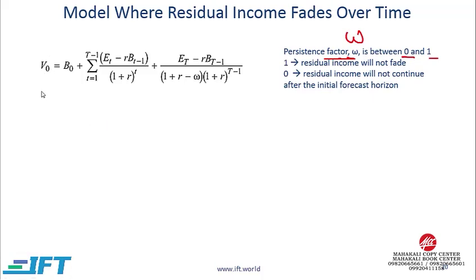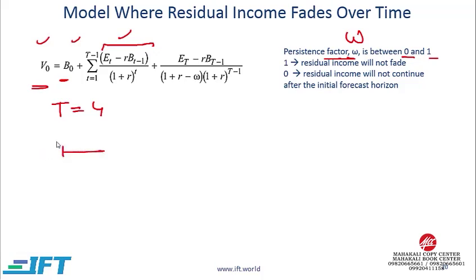Here is the formula, and I hope that at least the first three elements here are familiar. The value at time 0 is book value, plus what are these numbers? These are simply the residual income numbers. So to make this straightforward, let's say that T is equal to 4 in this formula. And let us say that we are going to use different values for persistence. So pay careful attention now, because if you understand this, you can save a lot of time.